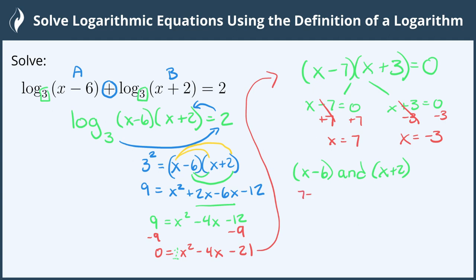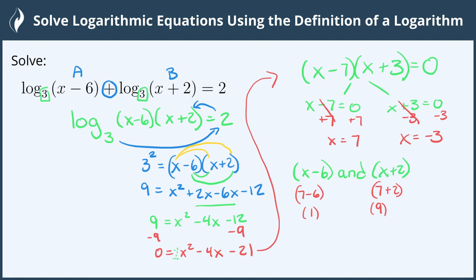Substituting the 7, we get 7 minus 6, which is 1. And we can have the logarithm of 1. That works. Now let's try it over here. 7 plus 2 is 9, and yes, we can have the logarithm of the positive 9.